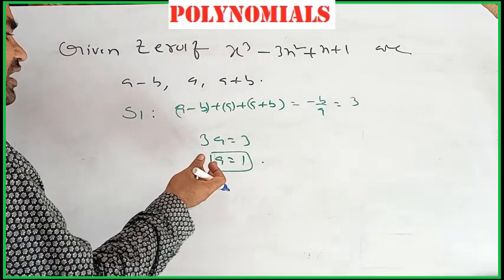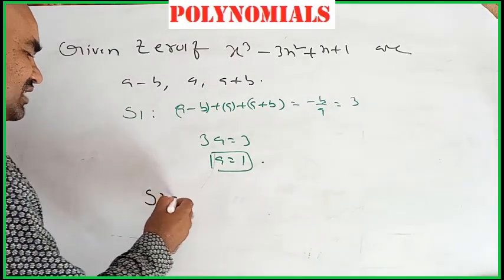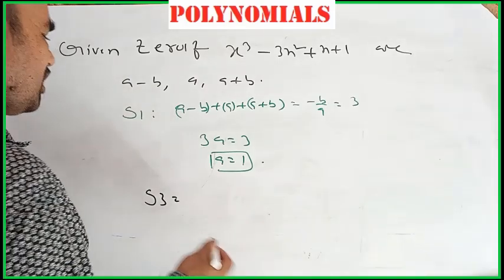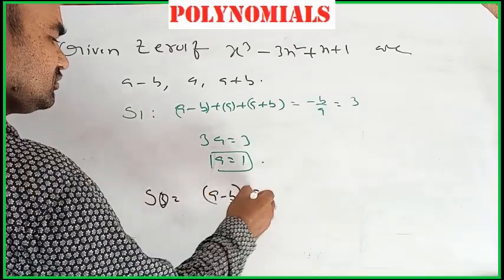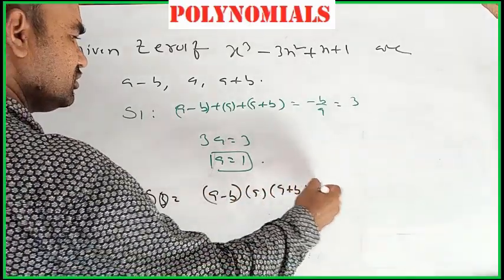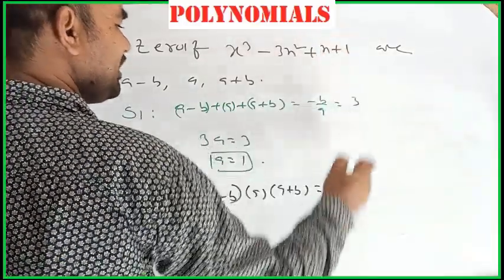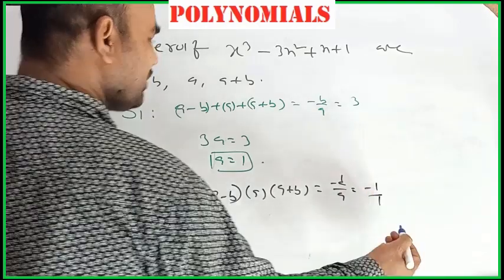To find the b value, we can use S2 or S3. I will prefer S3. S3 is equal to the product of zeros, or sum of zeros taken 3 at a time. Product of zeros equal to minus b by a plus c by a minus d by a minus d by a minus d by a minus 1 by 1 minus 1.